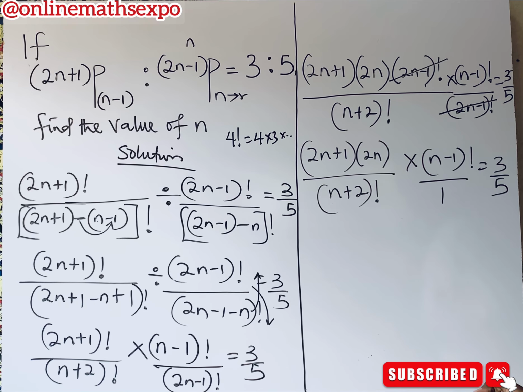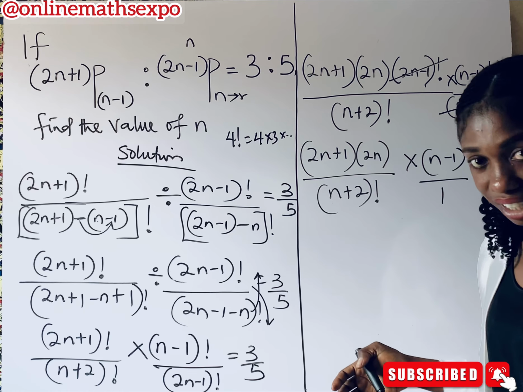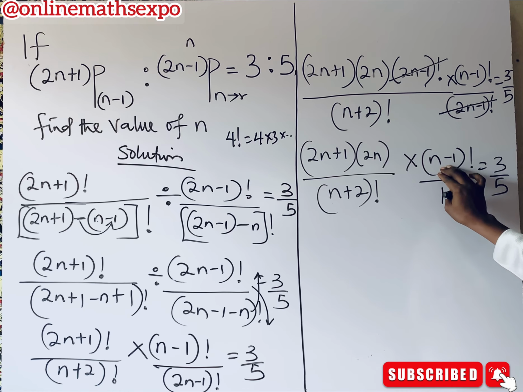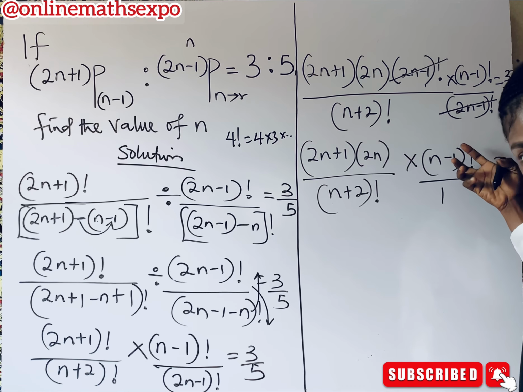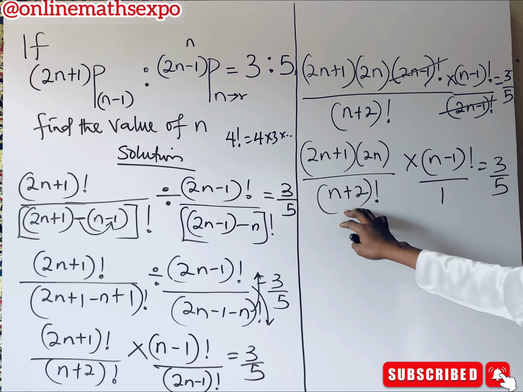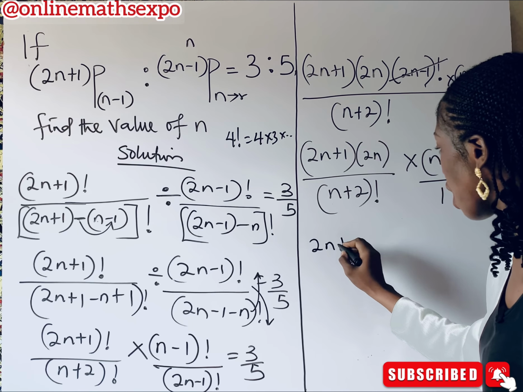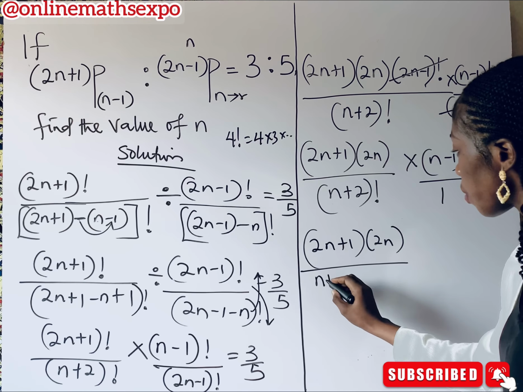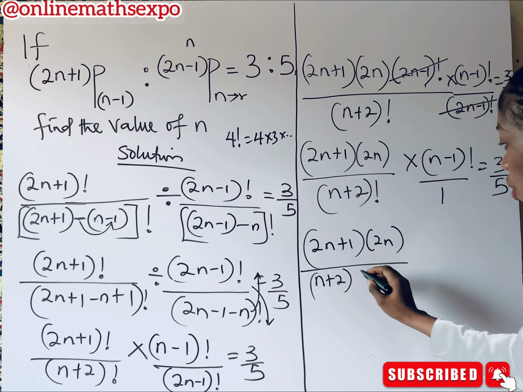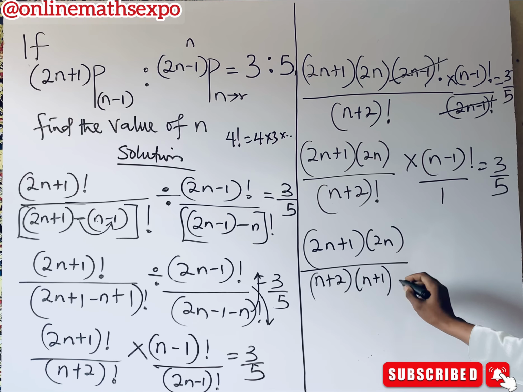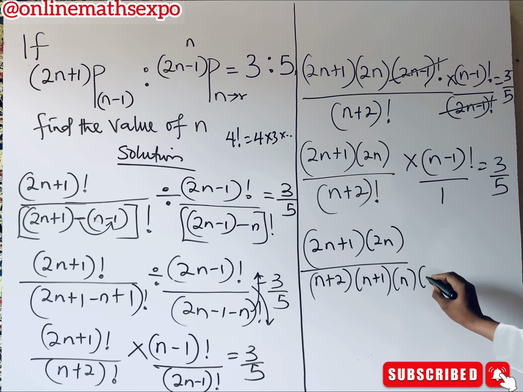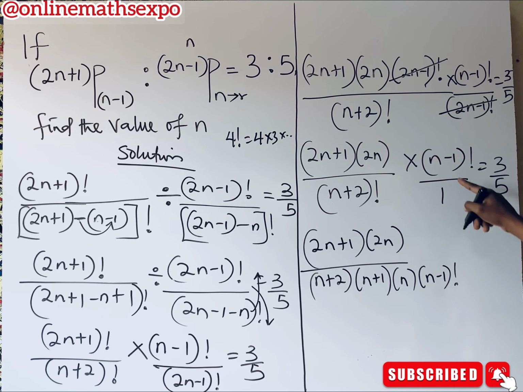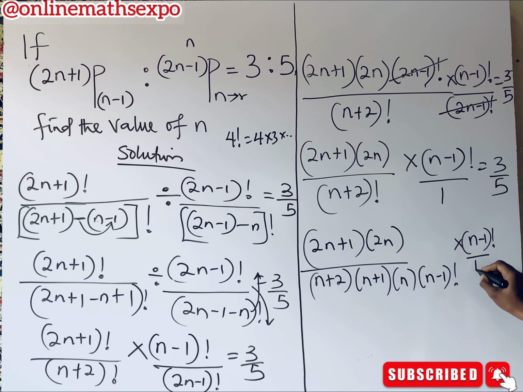So which one again do we decrease? This and this are related. So like we have seen, we cannot decrease this because decreasing takes it away from what we want. So let's decrease the denominator. We're going to have 2n plus 1 and 2n all over, this is n plus 2. If you decrease it, you have n plus 1. Decrease this, you have n. Decrease this, you have n minus 1 factorial. Did you see that? Multiplied by n minus 1 factorial over 1 is equal to 3 over 5.